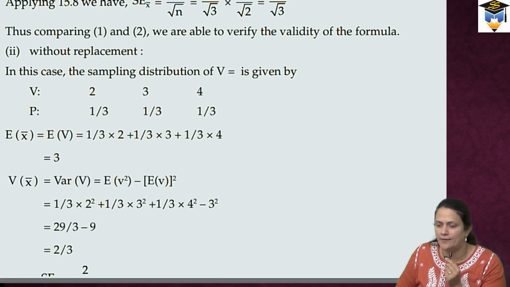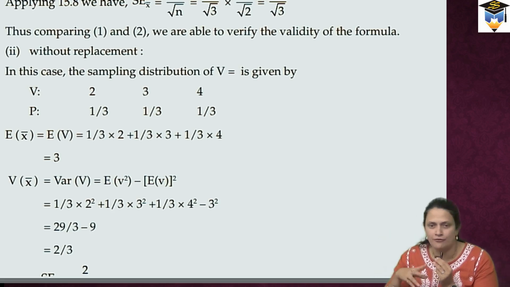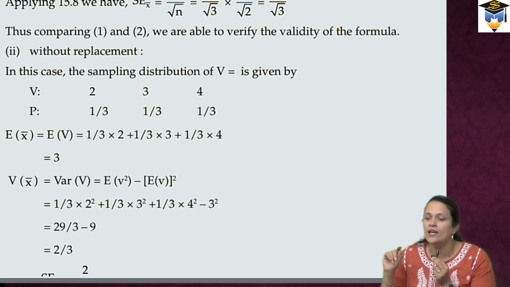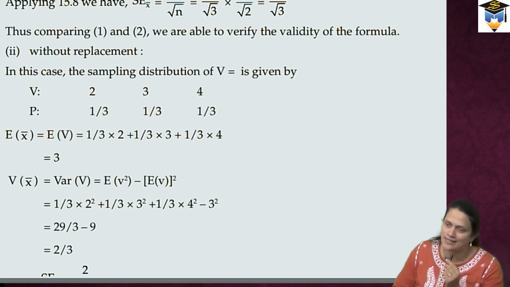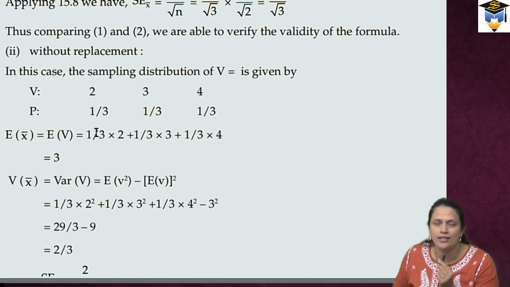So now this part, see, check. Now here in without replacement, the table is different as we all know. Okay. So 2, 3, 4 is the value of V, sampling distribution, and P is the probability, that comes out to be 1 by 3, 1 by 3, 1 by 3. Again the same thing. E of x bar is calculated as 1 upon 3 into 2 plus 1 upon 3 into 3 plus 1 upon 3 into 4. Okay. So the answer comes out to be equal to 3.